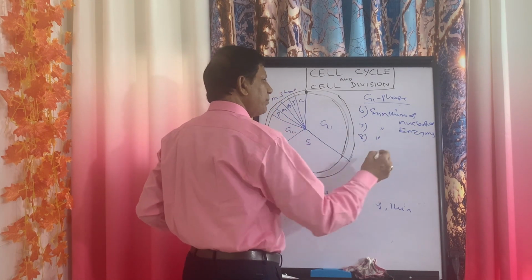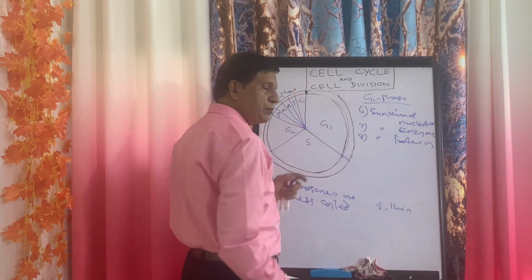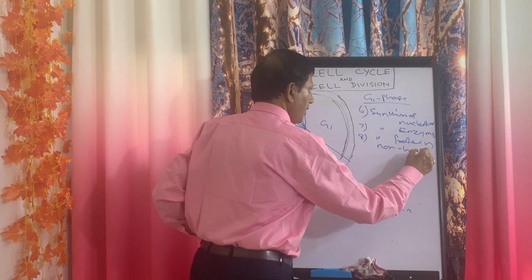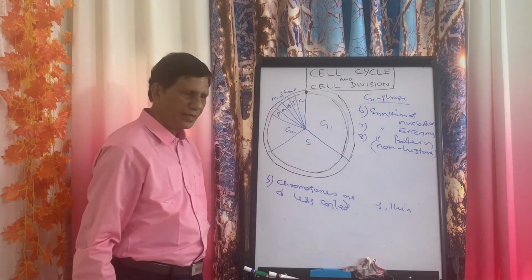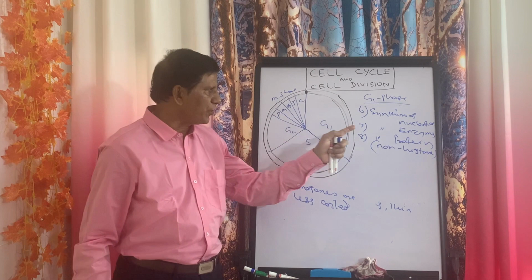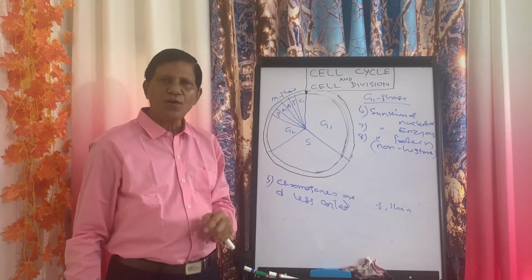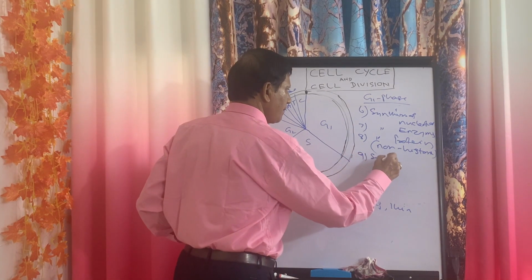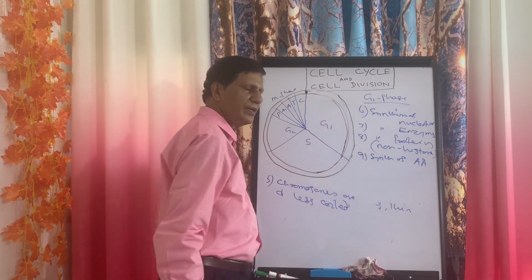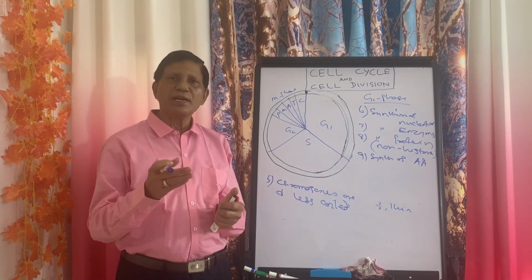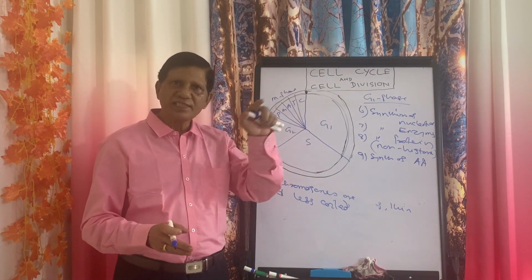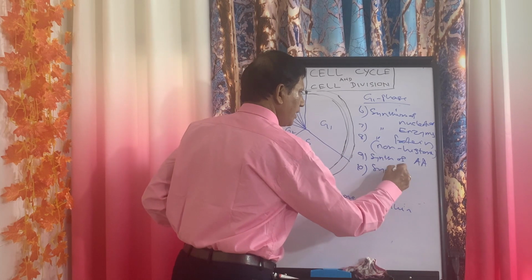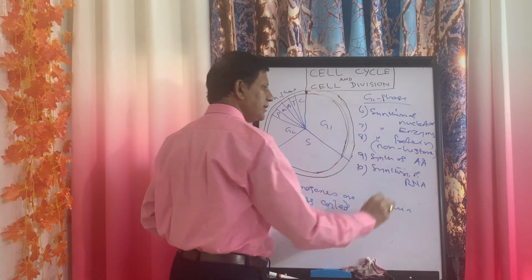Next, synthesis of proteins. But remember, these proteins are always non-histone proteins, not histone proteins. Non-histone proteins are synthesized. Then, when proteins and enzymes are synthesized, unless there is formation of amino acids, how will that take place? So, next is synthesis of amino acids. But how will the synthesis of enzymes, proteins, amino acids take place? Unless the DNA transcribes RNA. So that is again an important point. You can write synthesis of RNA molecules.